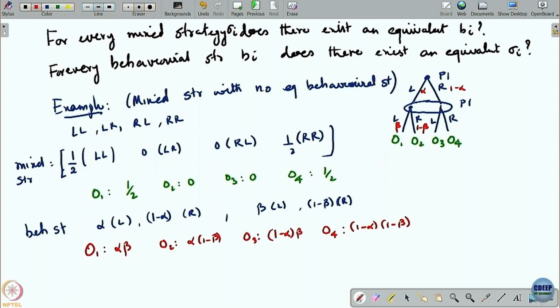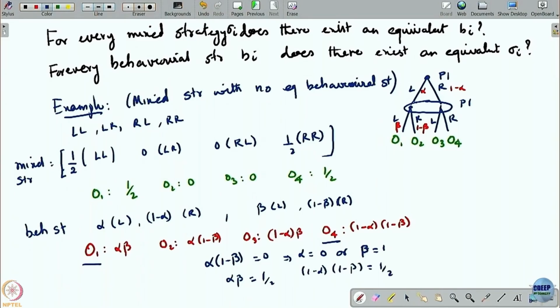Why is that not possible? Because if you want the probability of reaching O2 to be 0, which means you will get alpha into 1 minus beta to be 0, which means either alpha is 0 or beta is 1, right? Implies alpha is equal to 0 or beta is equal to 1. But if either alpha is 0 or beta is 1, there is no way that O4 and O1 will have probabilities half. You also want alpha beta to be half and 1 minus alpha into 1 minus beta to be half. These are inconsistent, right? So for this mixed strategy, there is no equivalent behavioral strategy.